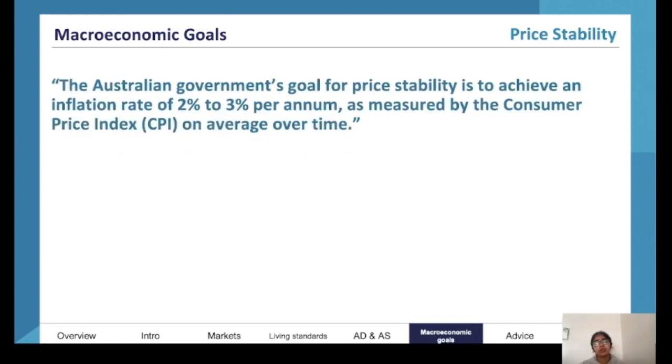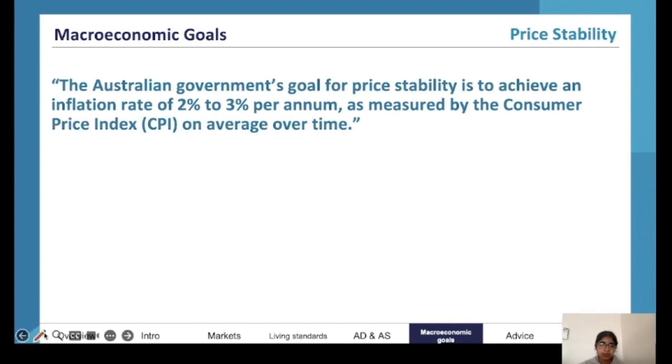Okay, so the goal of price stability. Usually I don't say memorize things in Echo, but if you were to memorize anything, memorize these 3 goals. So the goal of price stability is pretty much to achieve an inflation rate of 2 to 3% per annum, as measured by the CPI on average over time.